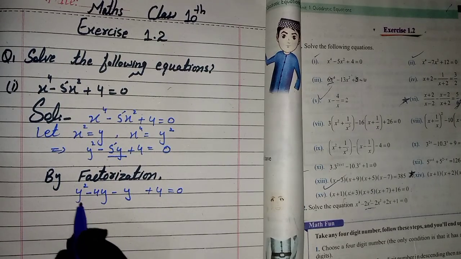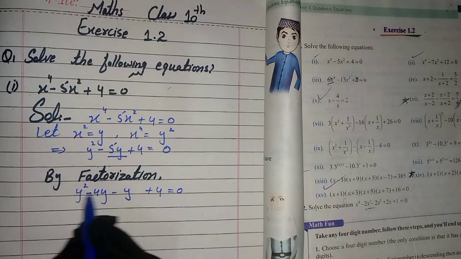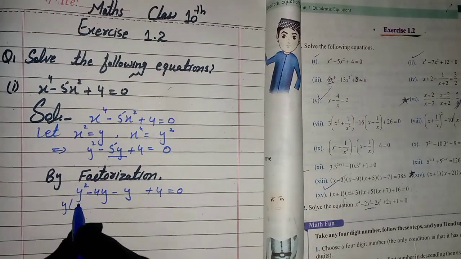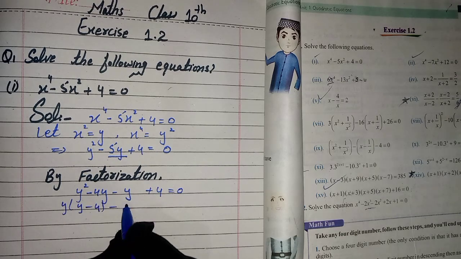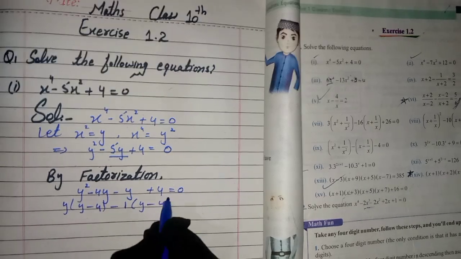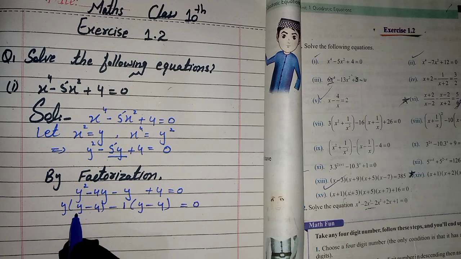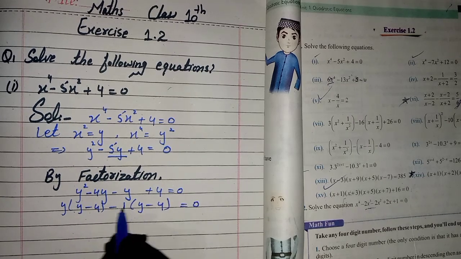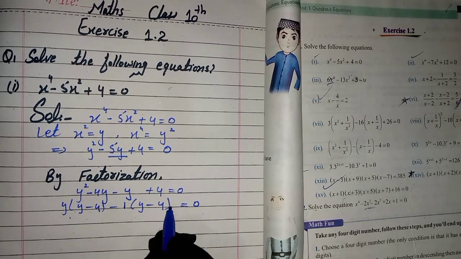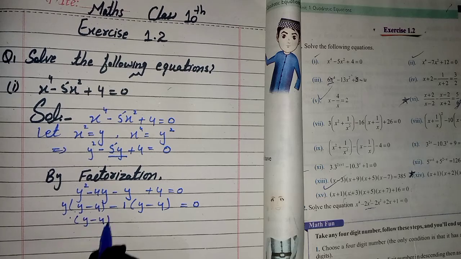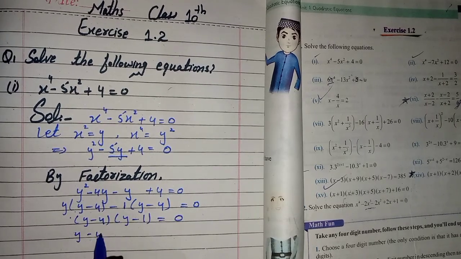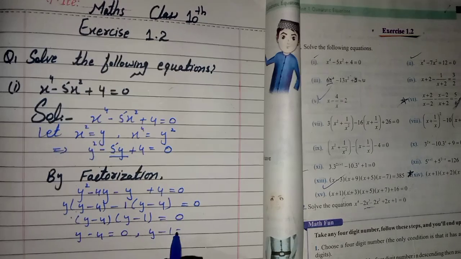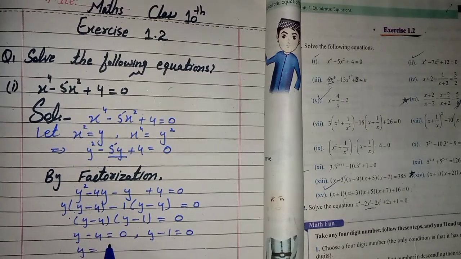Now we take common from two terms. Here y is common: y minus 4. Minus, no number is common, so we take 1 as common: y minus 4 equal to 0. This term should be the same. Now we write the same term one time: (y minus 4) into (y minus 1) equal to 0. We can write y minus 4 equal to 0 and y minus 1 equal to 0. So y equal to 1 and y equal to 4.